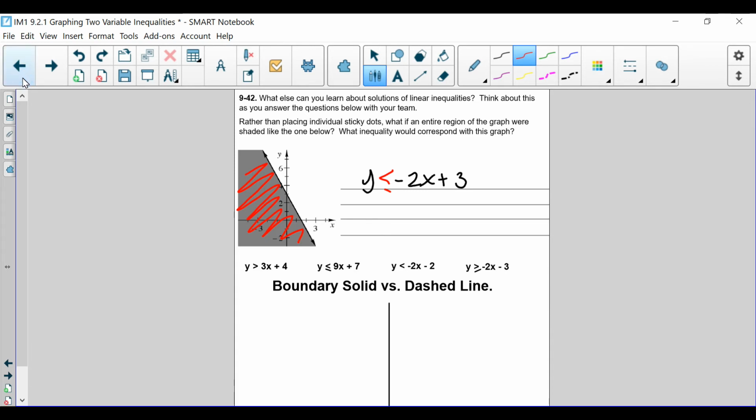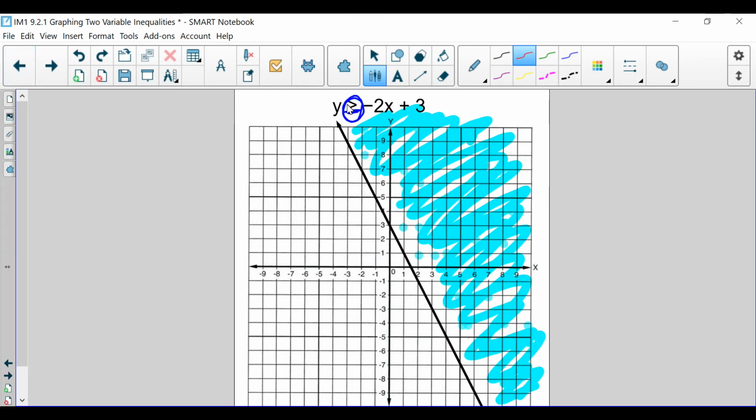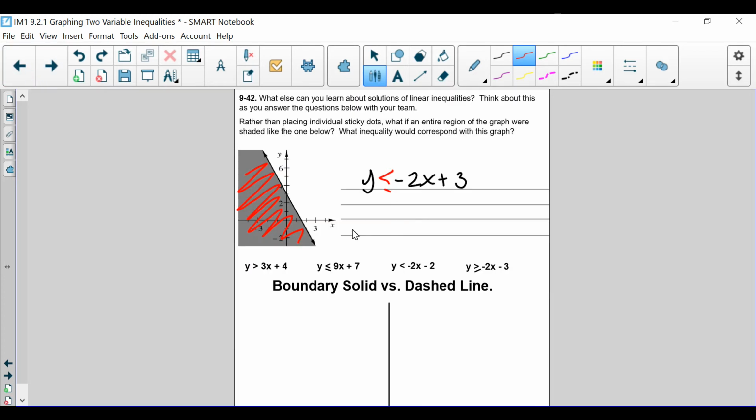Did you see how in the previous one, the inequality is greater than, that's why it's above, and then this one is below, so that's why it's less than. So once again, this is less than or equal to.